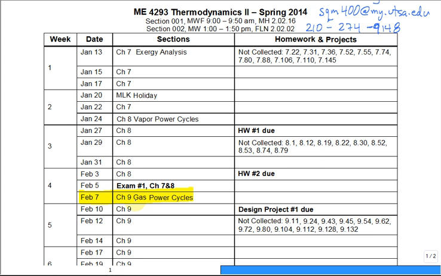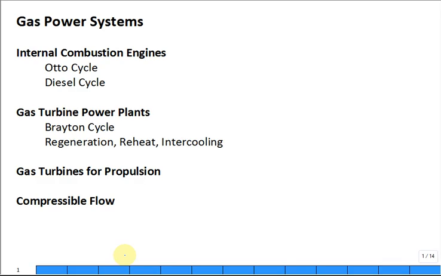We are into Chapter 9. So let's get into gas power cycles. This is the longest chapter in the textbook, but I think a lot of students find it very informative, helpful, exciting. It starts off with internal combustion engines, things that make your cars go, things that make your lawnmowers go, things that make your weed eaters go.